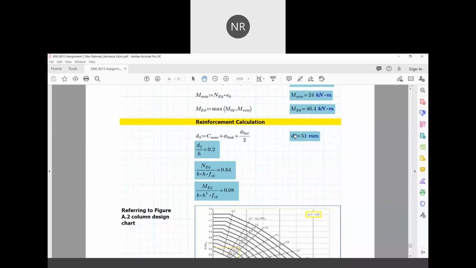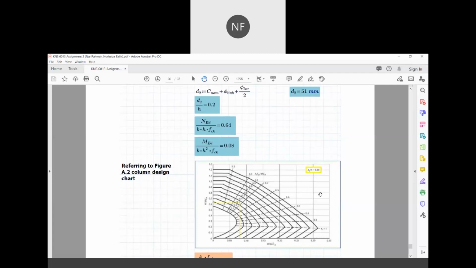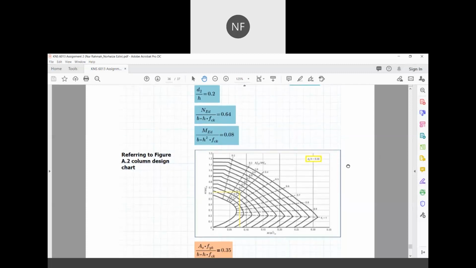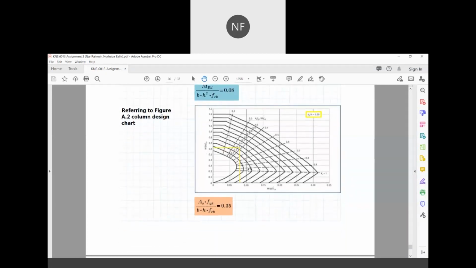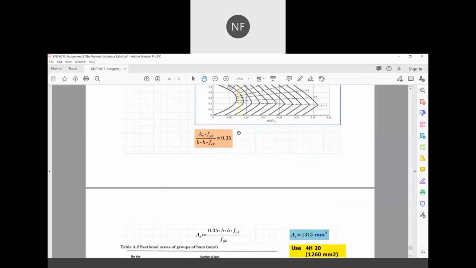And here's the reinforcement calculation where d2 is equal to nominal cover plus diameter of link plus the diameter of bar divided by 2 and is equal to 51 millimeter. And here again, we need to determine all of these three. From this calculation, that is 0.2, 0.64, and 0.08, we can use the design chart, figure 8, to determine the As, where using interpolation, it is given here that the value obtained is 0.35.